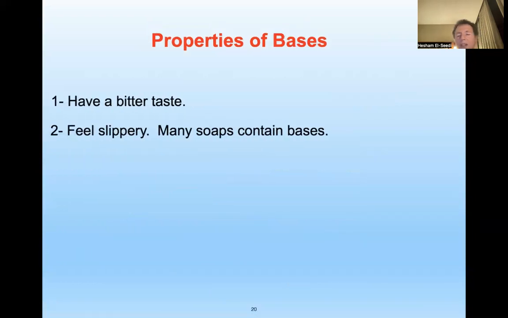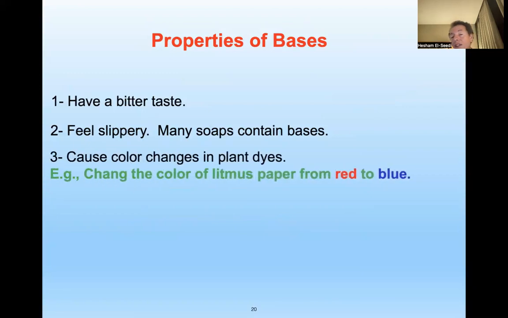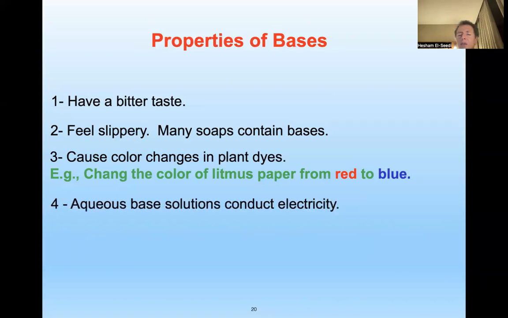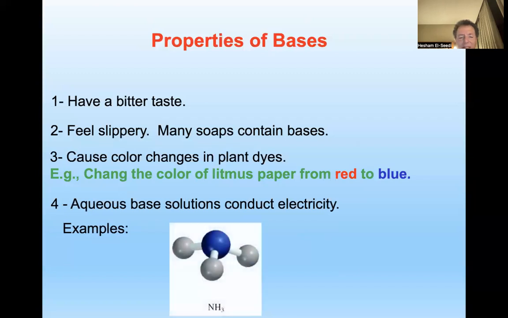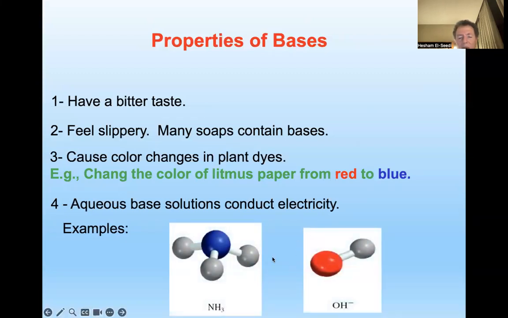What about the properties of a base? It is the opposite way. It has a bitter taste. If you have litmus paper, it is the opposite: the litmus paper will change from red to blue. So alkali means blue color of the litmus paper. And the aqueous solution conducts electricity. An example of this is ammonia.